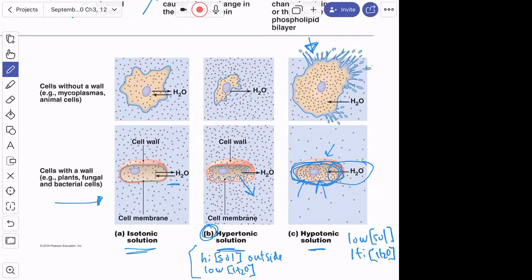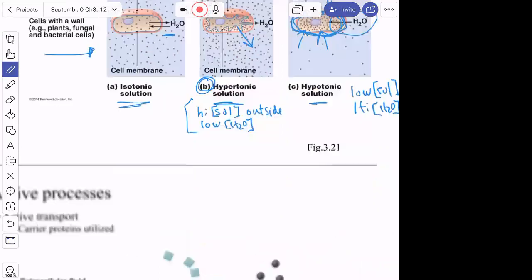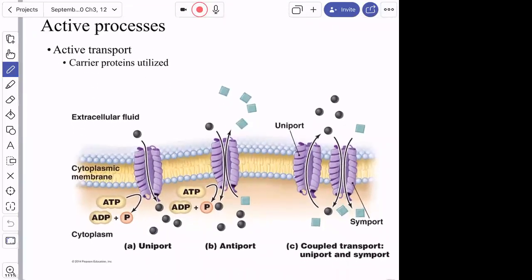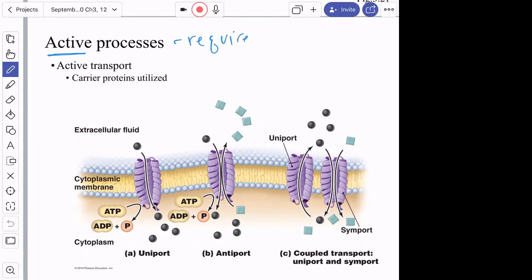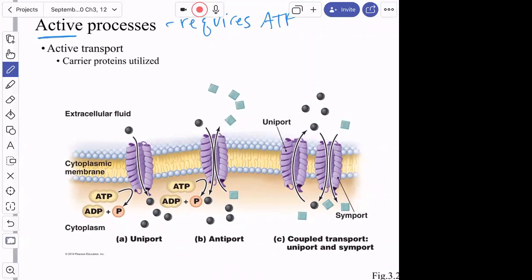All right, other means of transport. Here we have active processes, which means it requires the cell to spend some ATP. Usually there are carrier proteins utilized here. I'm not too concerned about the different terms, but a uniport just means one substance is brought into the cell, ATP spent. An antiport, one molecule goes one way, one the other. Usually it's some ion that's allowed to diffuse out, and then the cell spends some energy. This makes it a little more energy efficient somehow, spending less energy when one thing goes one way and one the other.